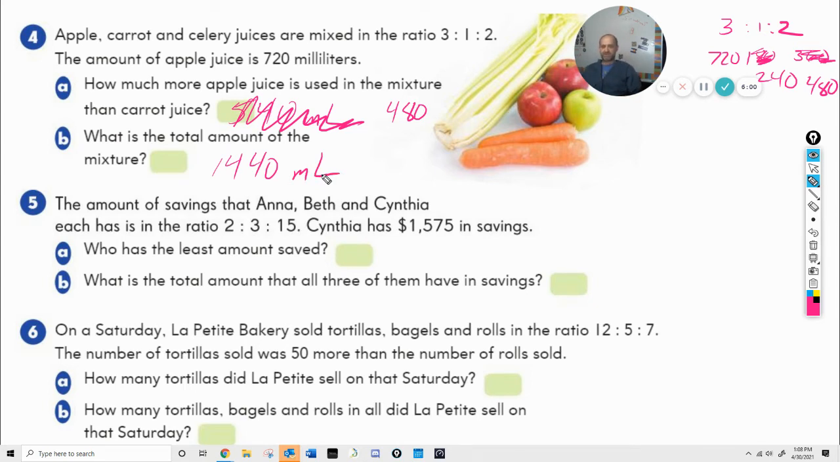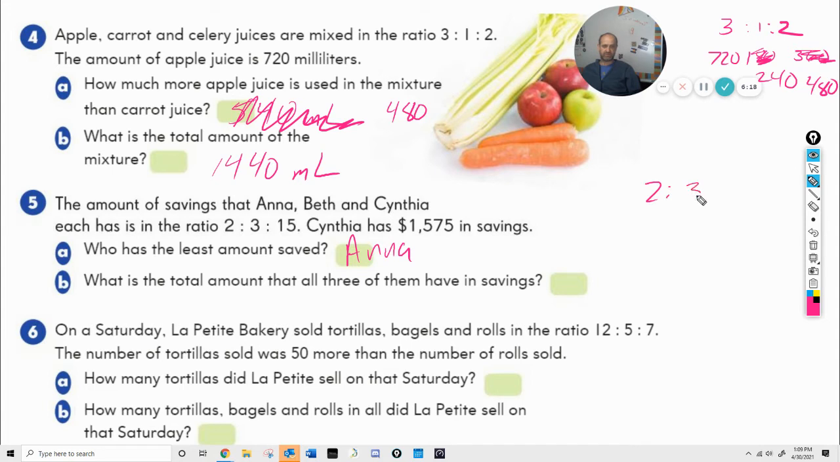The amount of savings that Anna, Beth, and Cynthia, ABC, how convenient, is in the ratio 2 to 3 to 15. Cynthia has $1,575. Who has the least amount? Oh, that's easy. Anna. What is the total amount all three of them have in savings?